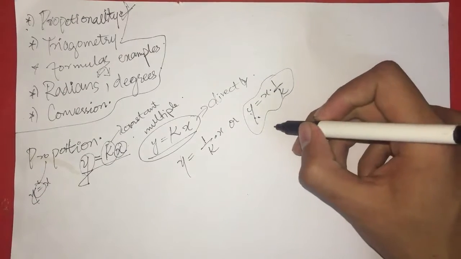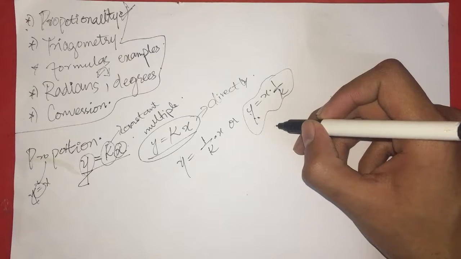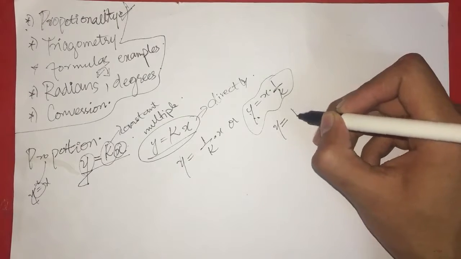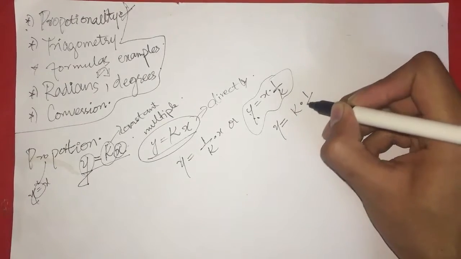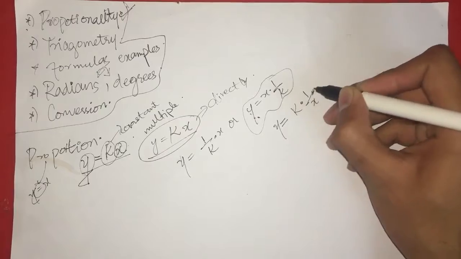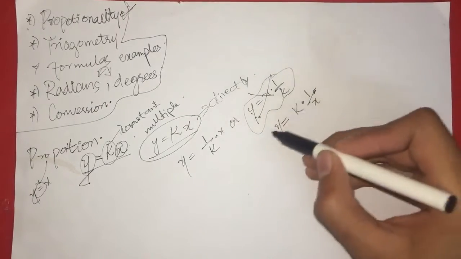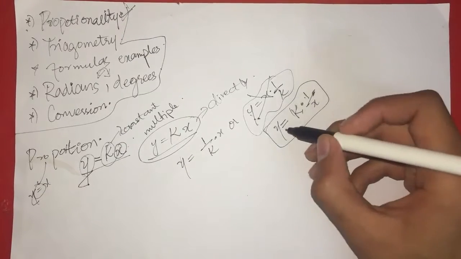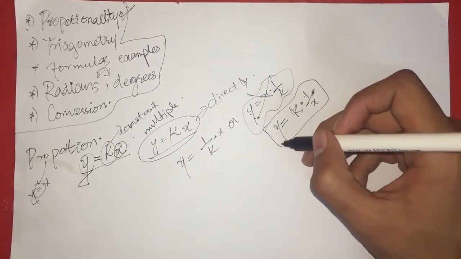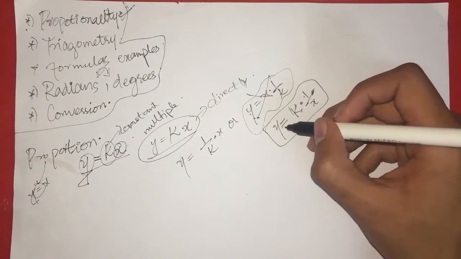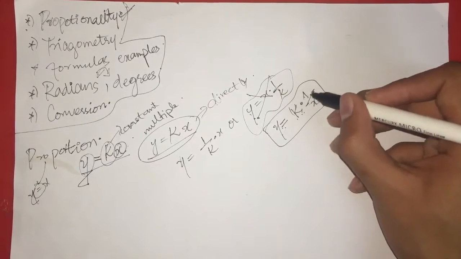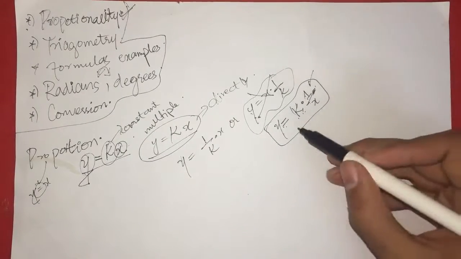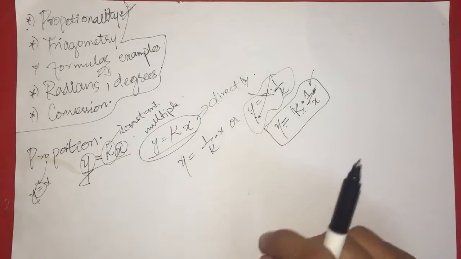Now I think you can also write it like this: y equals k times 1 by x. So here it's a constant multiple. In inverse proportionality, we have y equals constant multiple of the inverse of x. That will mean that y is inversely proportional to x.